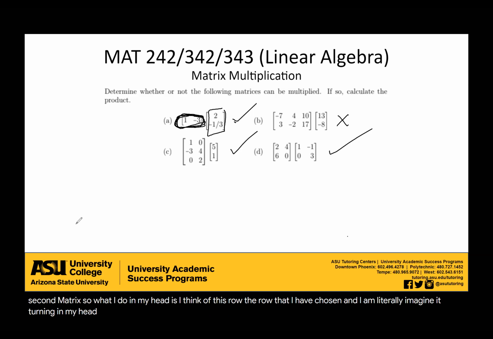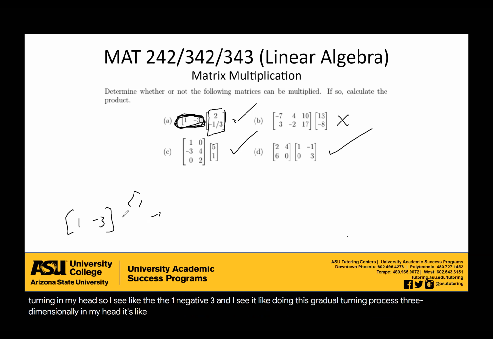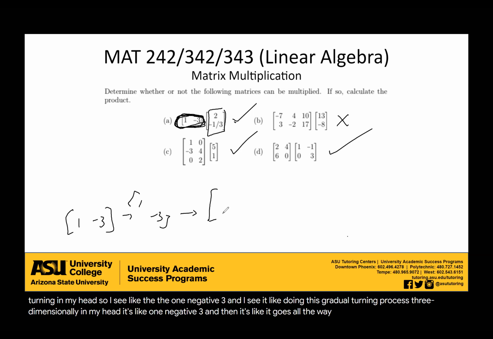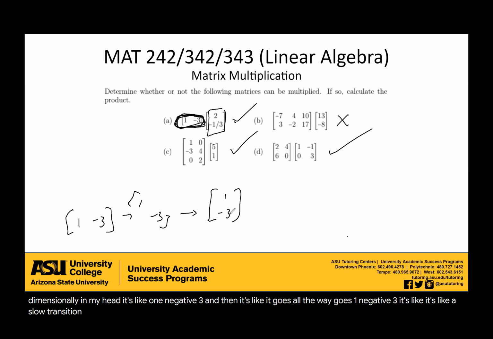So I see the 1, -3, and I see it doing this gradual turning process three-dimensionally in my head. It's like 1, -3, and then it goes all the way. It goes 1, -3. It's like a slow transition vertically. Okay, that's what I envision in my head. Now it might work differently for you, but this is how I recommend thinking about it.